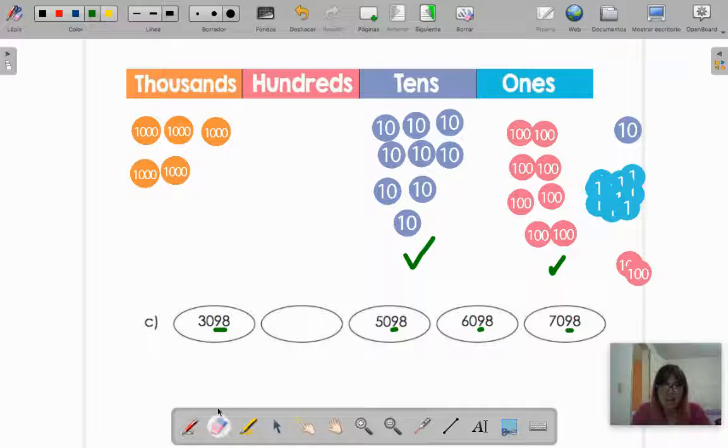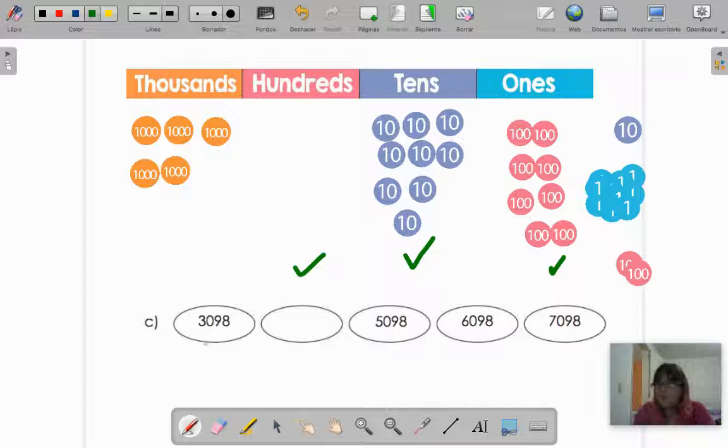Now let's go and check the hundreds. In the hundreds place, we have 0, and in this one, 0, 0, 0. So did they change the hundreds? No, we still have 0. Okay, so we are in the last one. So for sure, the number that is changing is the hundreds.